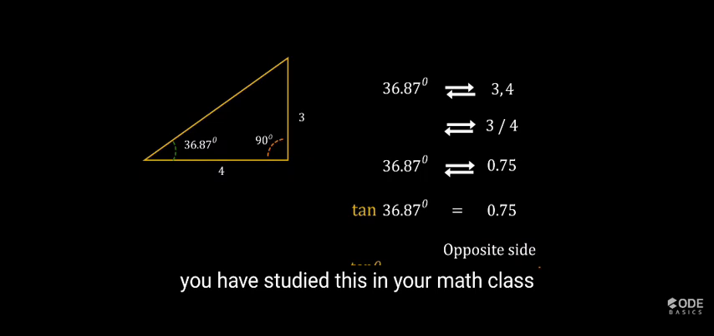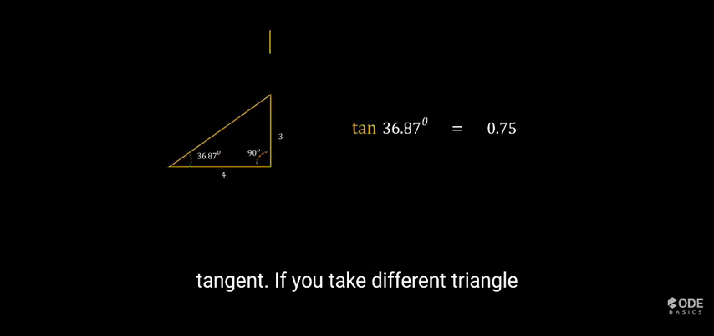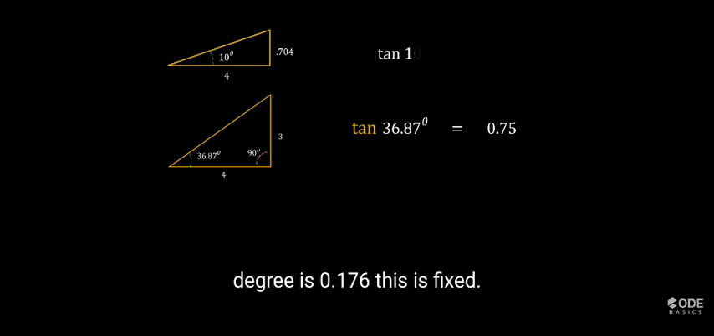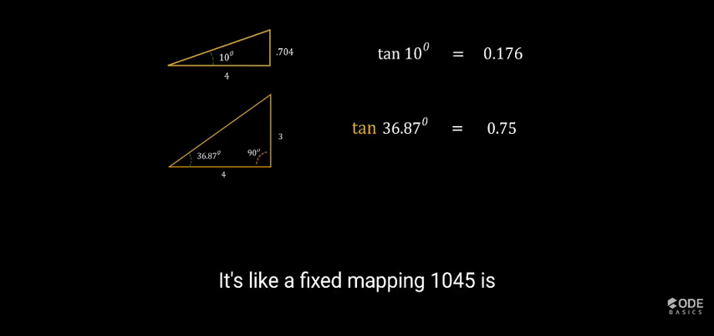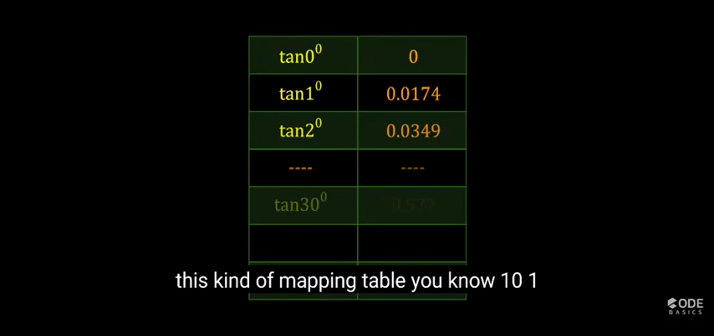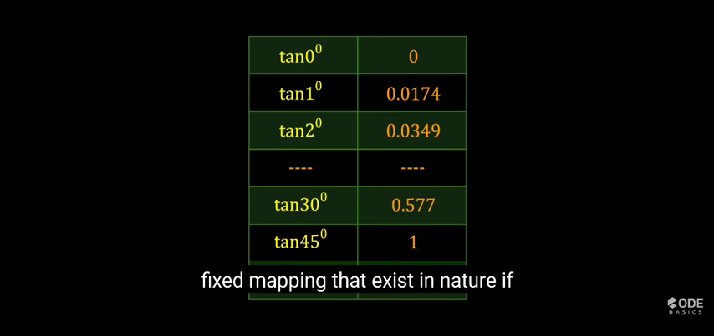You have studied this in your math class, but I just represented the whole concept in a little different way so that you understand that it's a natural law to which mathematician gave this fancy name called tangent. If you take different triangle, then you will find that tangent of 10 degree is 0.176. This is fixed. It's like a fixed mapping. Tan 45 is always 1. So basically you can create this kind of mapping table. Tan 1 is 0.0174. This is fixed mapping that exists in nature.